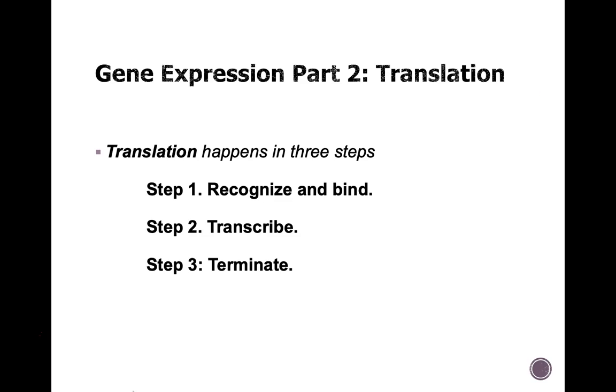All right, so let's talk about how translation actually happens. There are 3 main steps to translation. So the first thing we're going to do is we're going to recognize our messenger RNA. The ribosomes are going to bind. We're going to translate. I realize that says transcribe right now. I will fix that in your notes. And then we are going to terminate. Just like in transcription, we're going to stop once we get to the end.